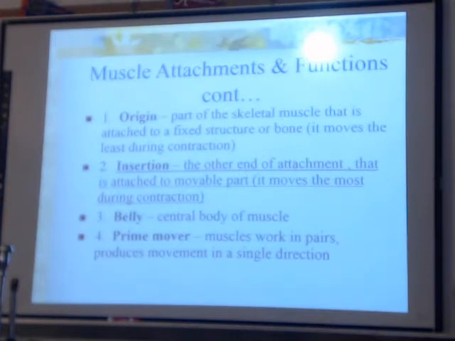The insertion is at the end of an attachment. So a while ago we talked about the bicep, and it has two heads that attach near the head of the humerus. The insertion is going to be at the bottom near the elbow. So that insertion is actually the part that moves the most during contraction. So insertion is at the other end of the attachment, the other end of the muscle.